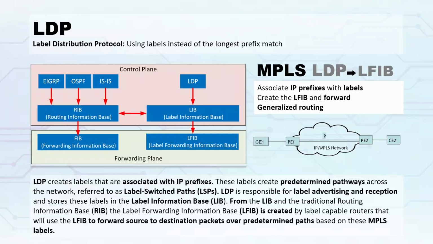LDP creates labels that are associated with IP prefixes. These labels create predetermined pathways across the network, referred to as label switch paths. LDP is responsible for label advertising and reception, and stores these labels in the label information base, the LIB. In addition to the traditional routing information base, we get the label forwarding information base. So it basically just explains what I said earlier. We use all these bases, routing information base, label information base, in order to get the LFIB.